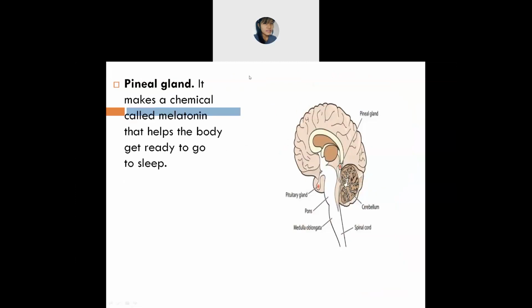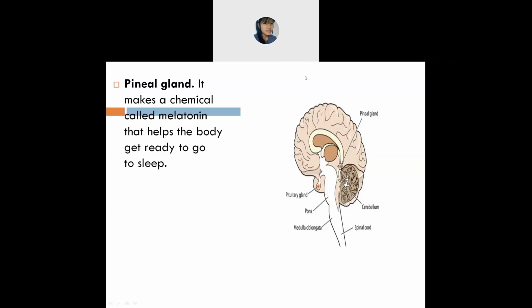Next is the pineal gland. So this pineal gland, what do they do? They make a chemical called melatonin. This is the pineal gland. All these glands, this hypothalamus, pituitary, you will find everything in your brain, including this pineal gland also. What is the function of this pineal gland? They make a chemical called melatonin, and this melatonin helps the body get ready to go to sleep. They are responsible for your sleeping pattern, you can say. So this is the pineal gland.